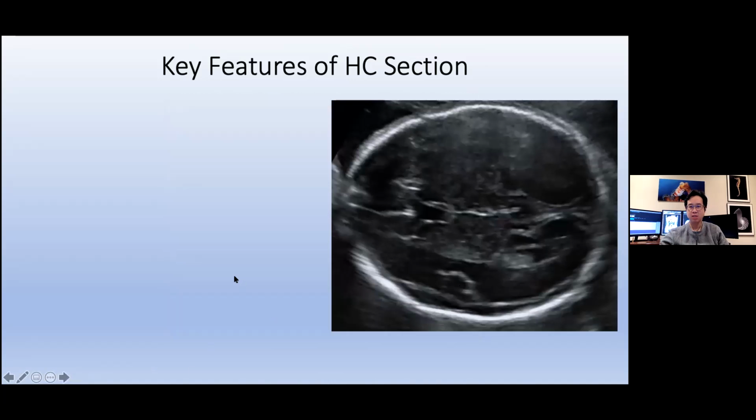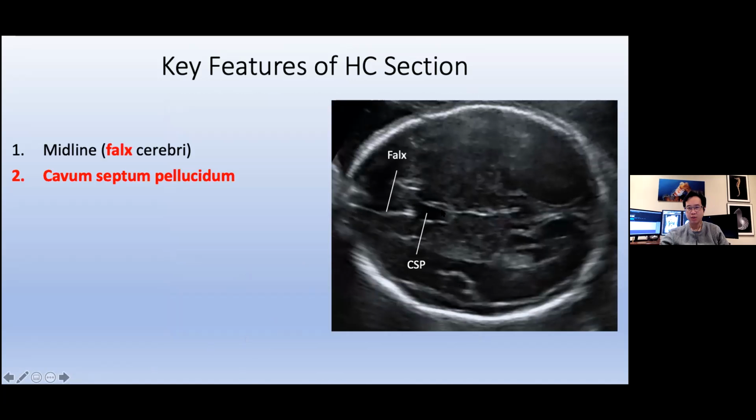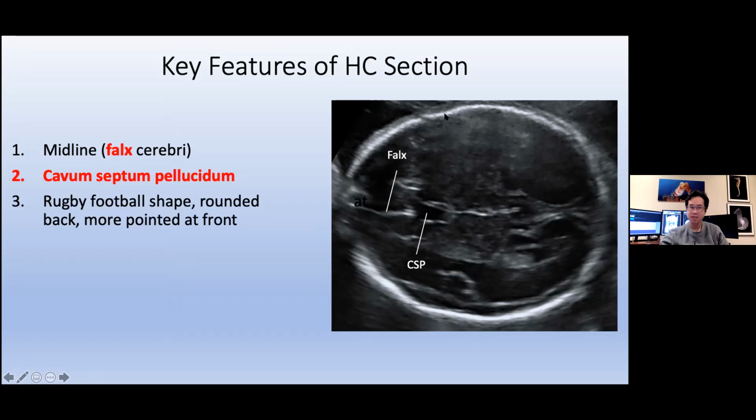So if you look at this image here, you have the midline. Right in the midline, you have the falx. It's a bright echogenic line. Then it gets interrupted here with this rectangular shaped anechoic structure, which is the cavum septum pellucidum. Okay. The next thing about this head circumference section is that it is rugby or football shaped. It's more rounded at the back and it's a little more pointed at the front. Okay. But it's smooth and it's quite oval or almost oval in shape.